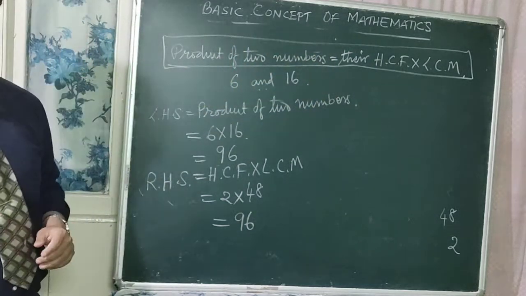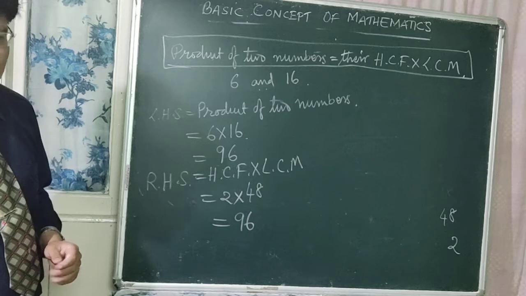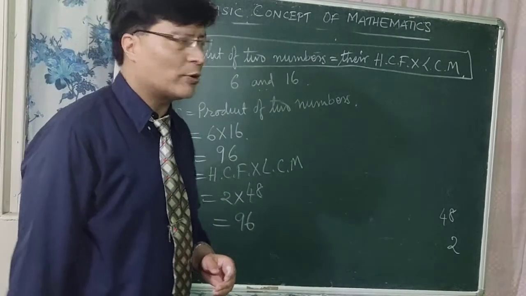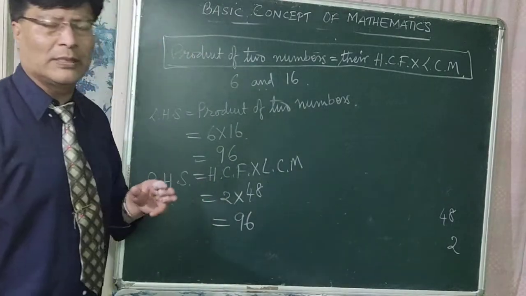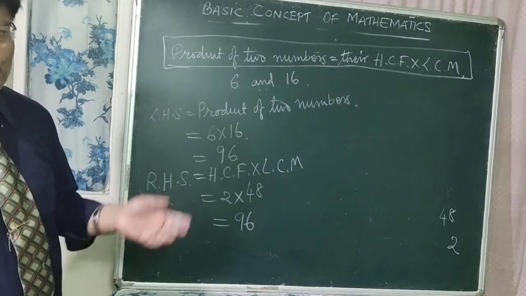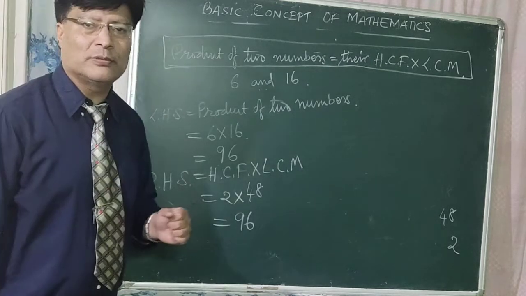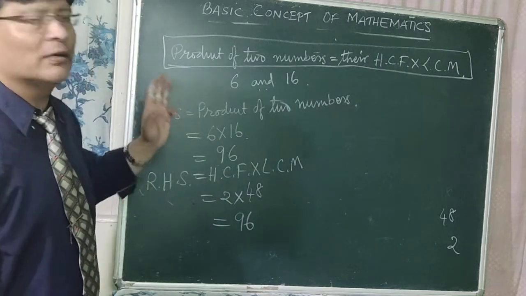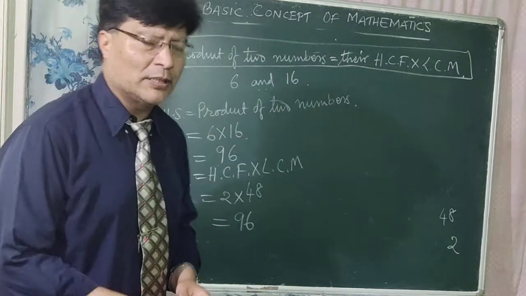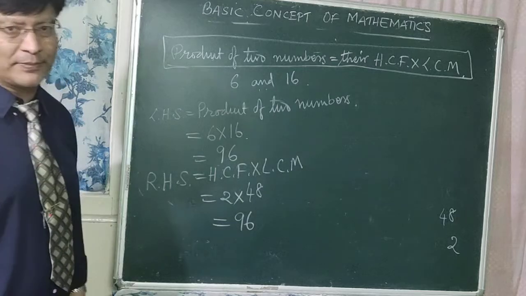So remember this formula. You don't have to prove it. Okay, just remember the formula. Product of two numbers is equal to their HCF multiplied by LCM. Okay, now let us do some sums regarding product of two numbers is equal to HCF into LCM.